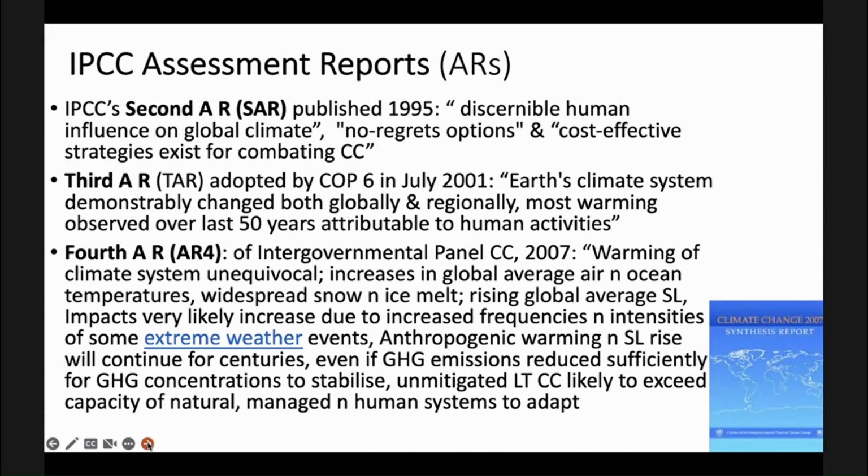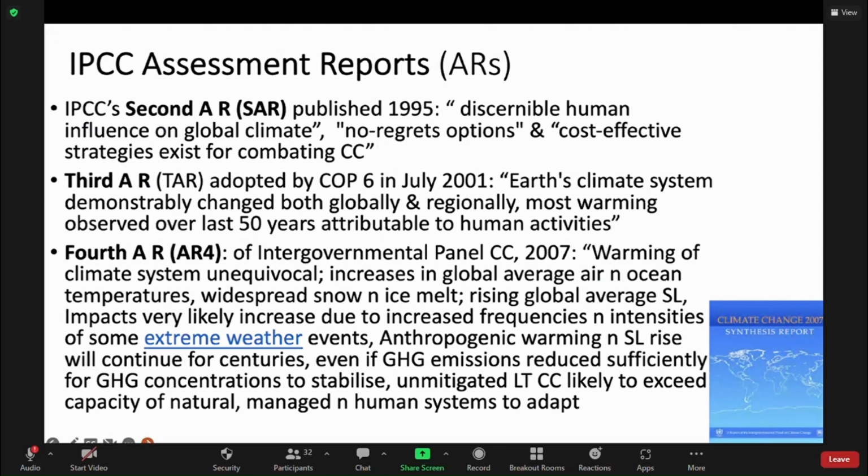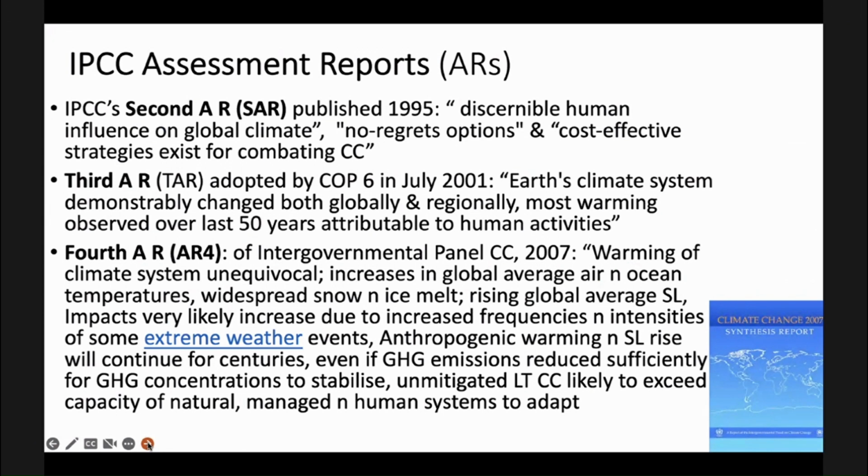There was a series of initiatives launched by WMO and UNEP in assessing the state of the environment in particular, but more focused on the global climate. And it detected in the second assessment report a discernible human influence, a negative influence on global climate, and articulated the need for no regrets options and cost-effective strategies to combat climate change. In July 2001, the COP6, and you'll hear more about the COPs later, clearly enunciated that climate has changed both globally and regionally, and actually later in more detail, even locally. And warming has been observed over the last 50 years, all attributable to human activities.